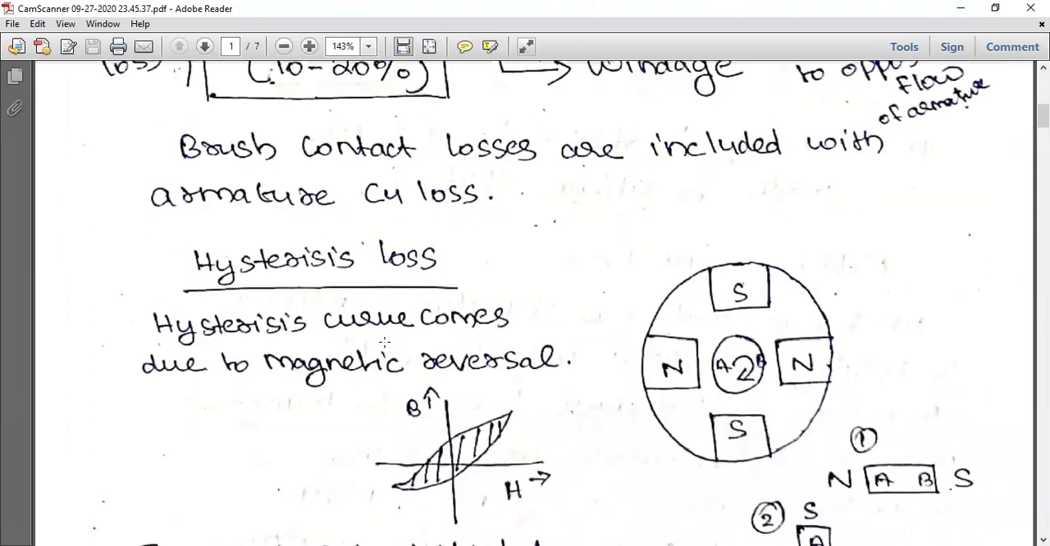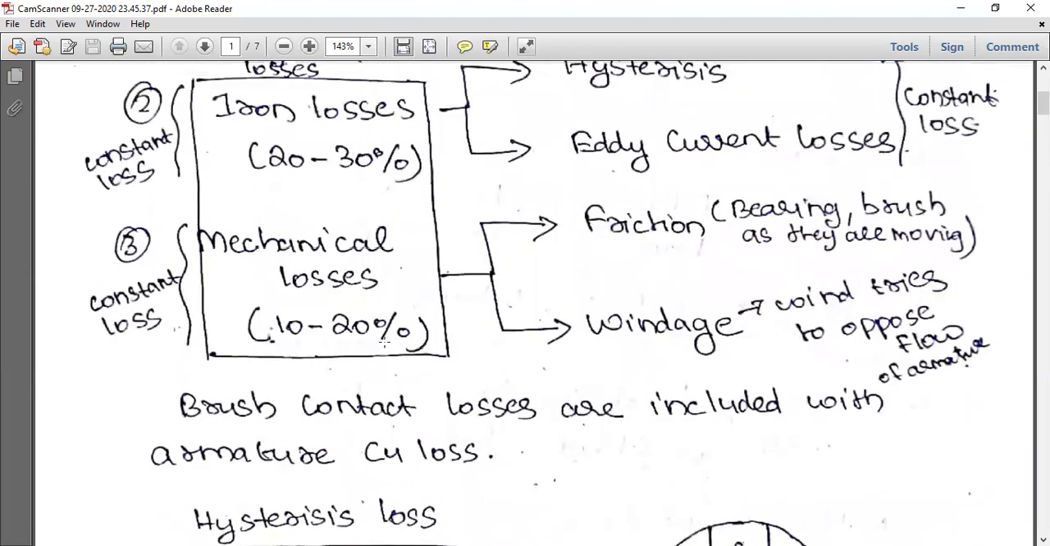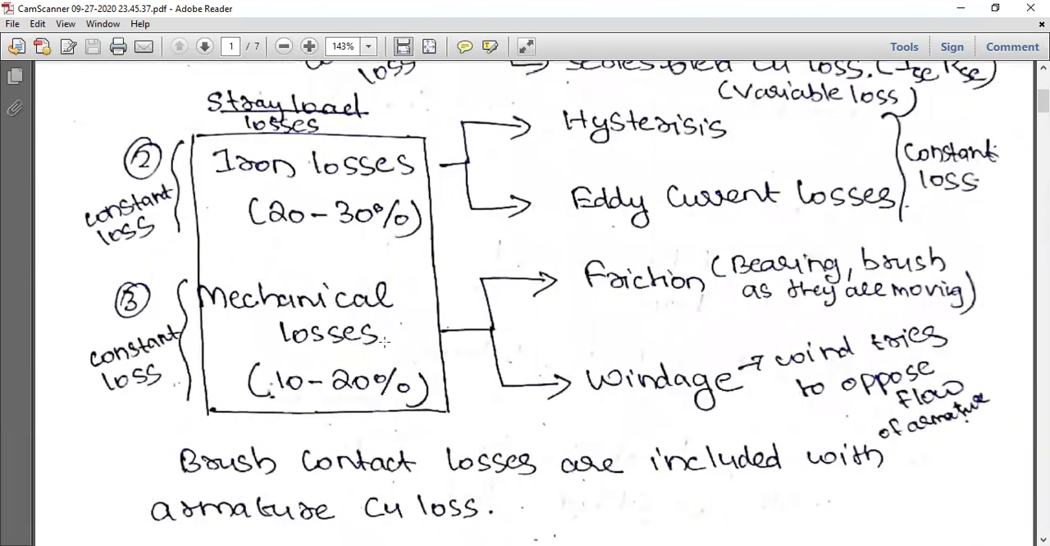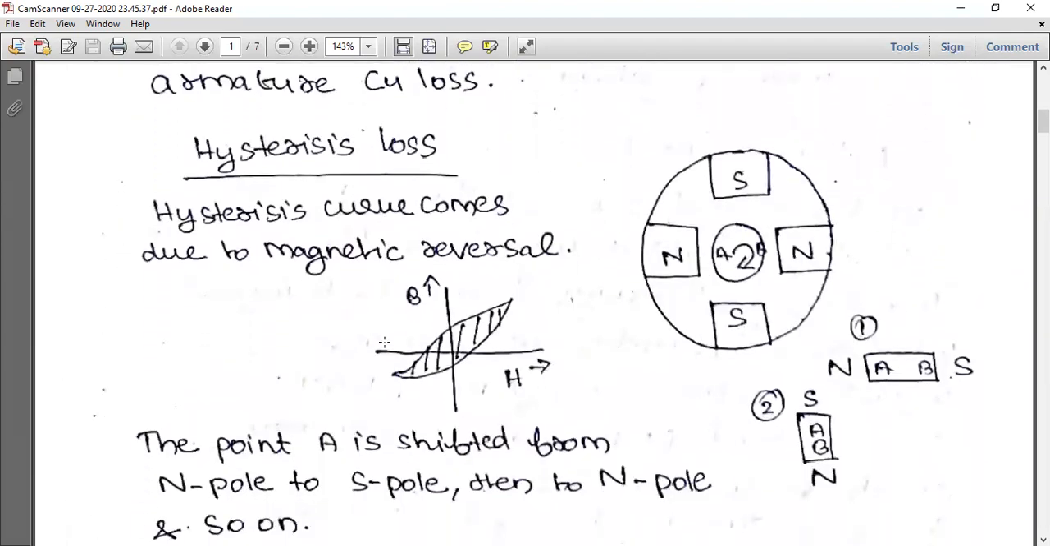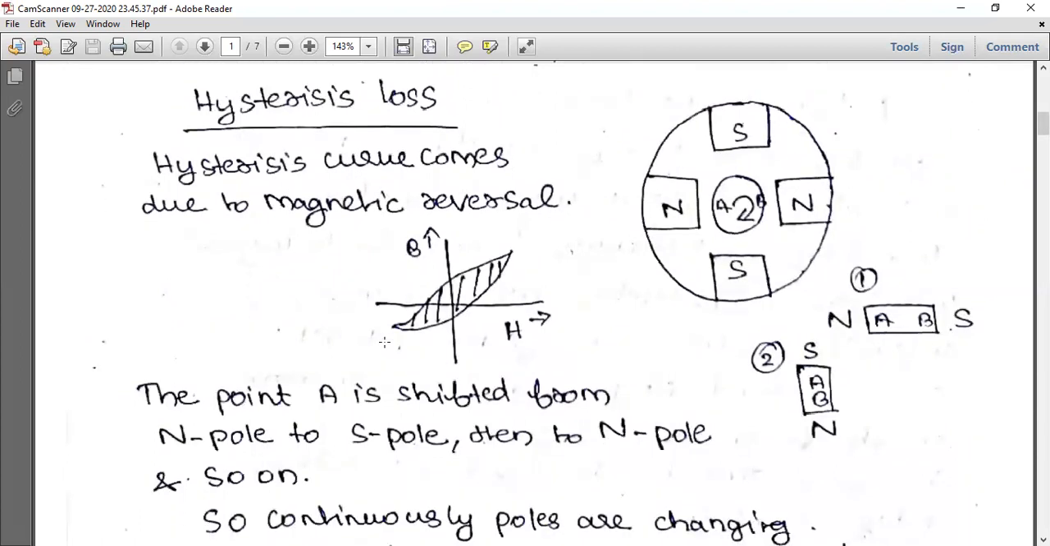Now we will see in detail the two types of iron losses. One is hysteresis loss, and the other one is the eddy current loss. With regard to hysteresis losses, I think many of you might have seen this curve. This is what we call the BH curve, or the magnetization curve. The hysteresis curve comes due to the magnetic reversal. You can see in the figure, we have the North Pole and South Pole, and the armature is rotating in the clockwise direction.